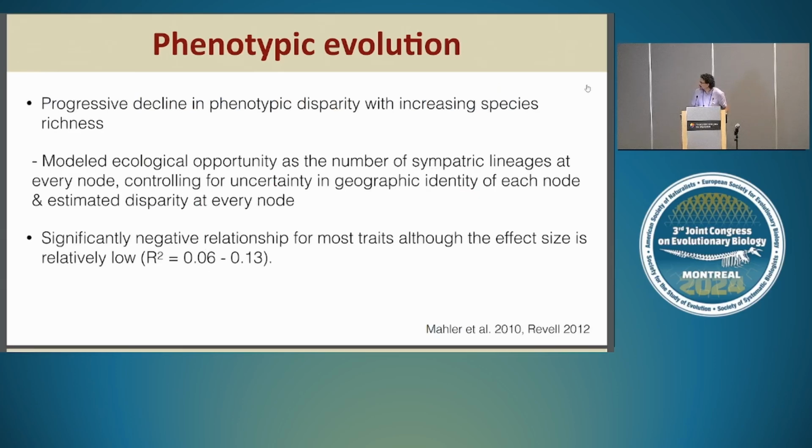What we found is that the rates of phenotypic evolution seem to parallel the rates of diversification. So we have an apparent slowdown in divergence between species. Disparity tends to decrease as the number of species increases. We measured this following Mahler et al. 2010, where sympatric species were used as a proxy for ecological opportunity, and we estimated phenotypic disparity at each node. Then we found there's a negative correlation for almost all traits.